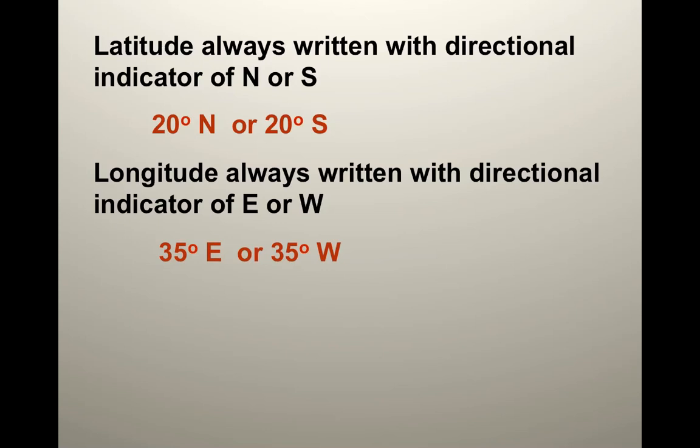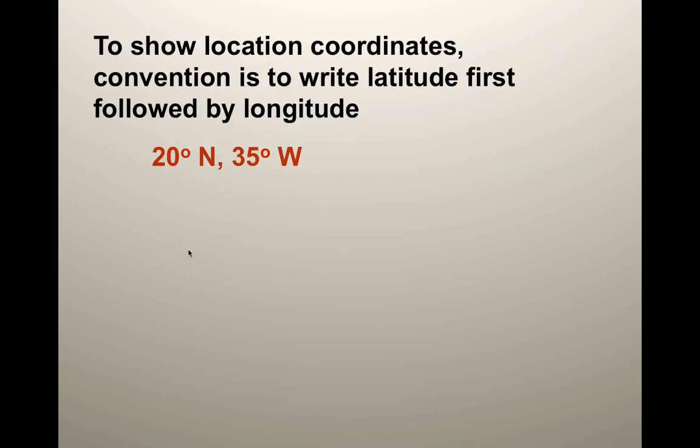Longitude is always written with the directional indicator of east or west. So you could have 35 degrees east, you could have 35 degrees west, but we have to have those directional indicators. To show location coordinates, it's common practice to write latitude first, followed by longitude. So the way we would say this location would be 20 degrees north, 35 degrees west.